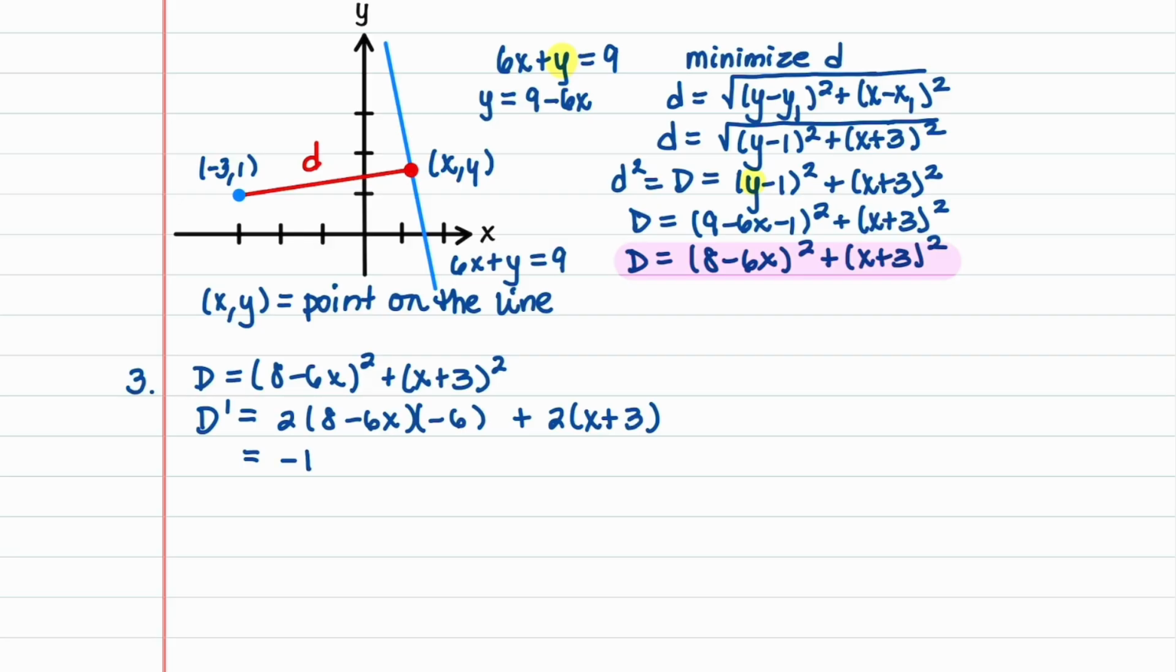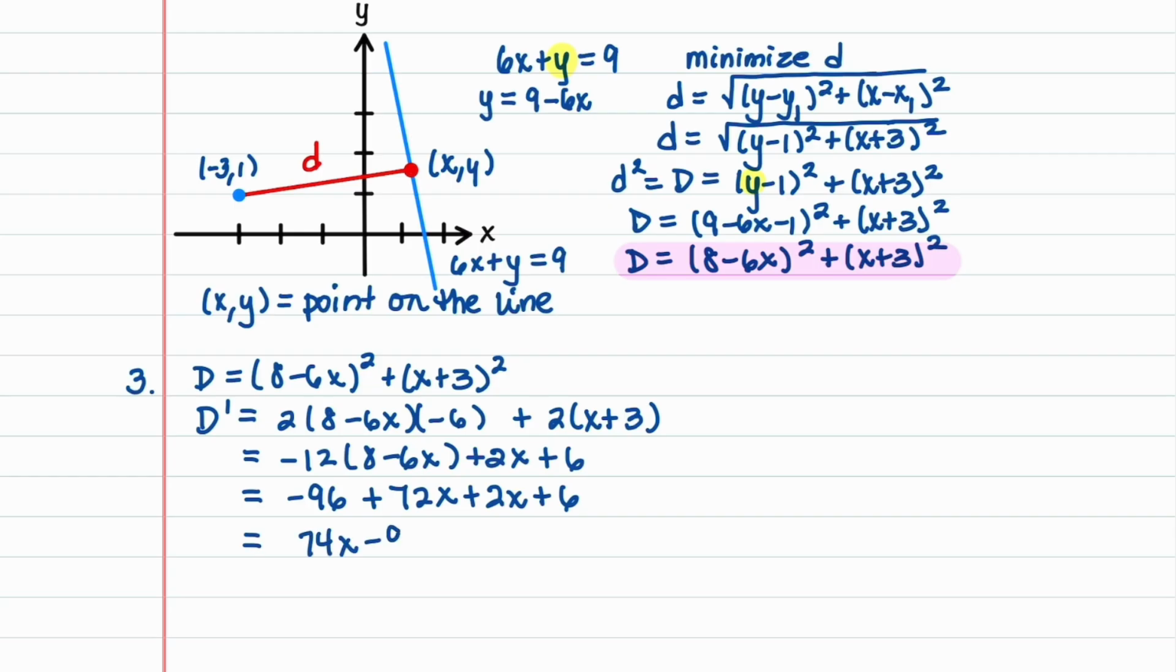We have minus 12 times 8 minus 6x. I'm going to do that in 2 steps. Plus 2x plus 6. This gives us a minus 96 plus 72x plus 2x plus 6. And this leaves us with 74x minus 90. And I'm going to highlight that because we're going to need that in a few minutes.